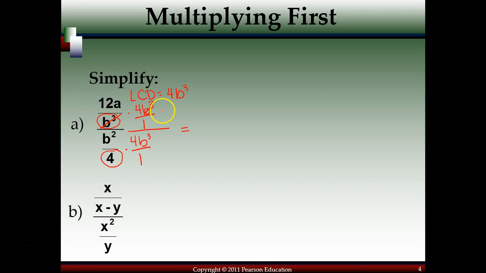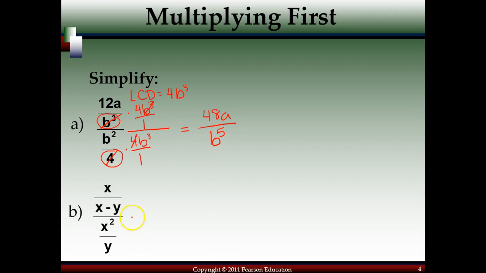So b cubed and b cubed both cancel out. Now multiply straight across. We have 12a times 4, which gives us 48a. Now let's deal with this denominator. Just like the b cubes canceled out, our 4's here cancel out. Then we're left with multiplying b squared by b cubed, which is b to the 5th. And we're done, because this does not simplify any further. So we're done with that one.